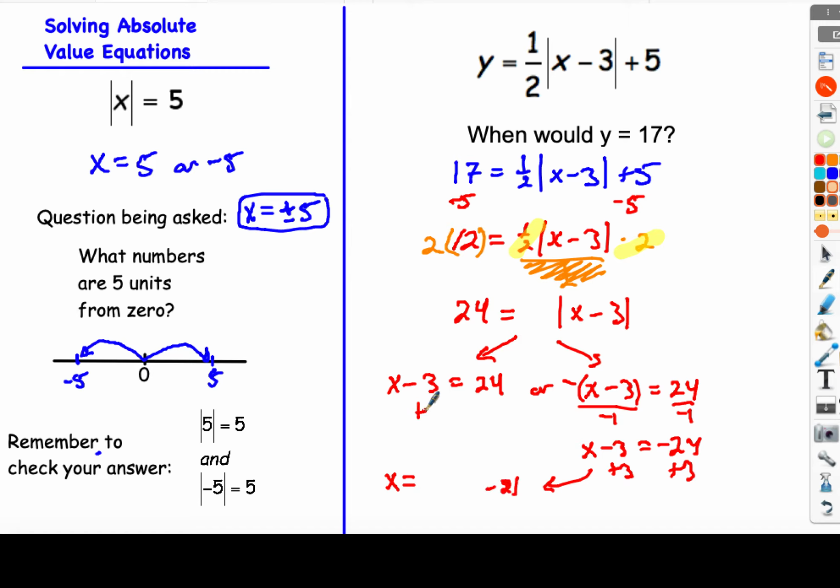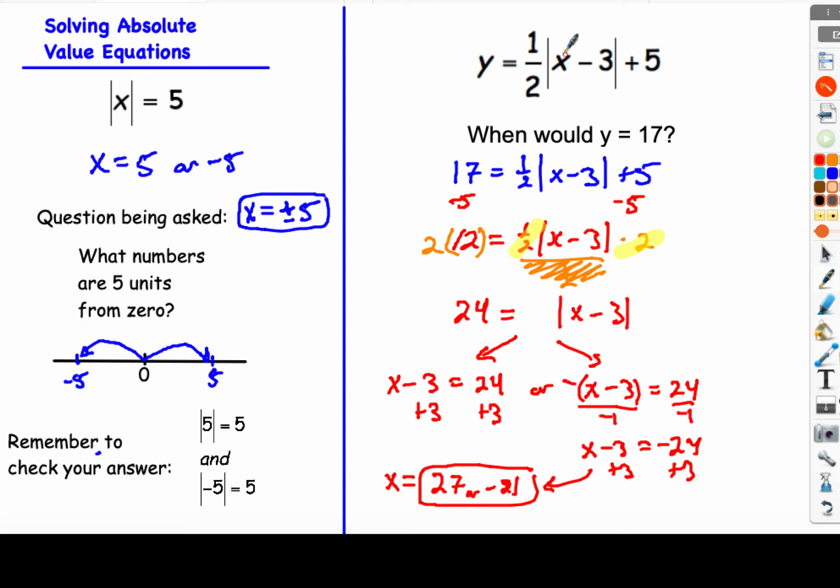In the first problem over here, we didn't finish quite yet. Don't forget to finish them both. I'm going to add 3 to both sides, and x could have also been positive 27. So we could get either of those two good answers: 27 or negative 21. Plugging either one of those back into the original, 27 minus 3 is 24. The absolute value of 24 is 24. Cut it in half is 12, plus 5 is 17.